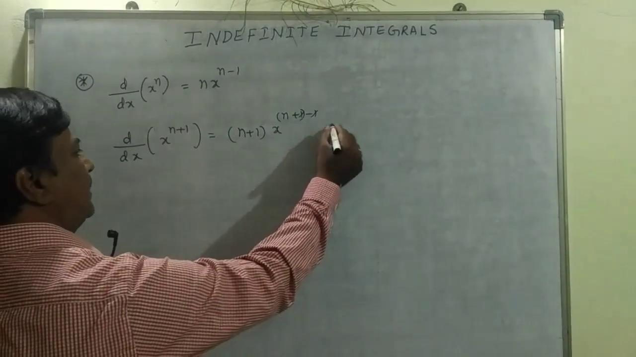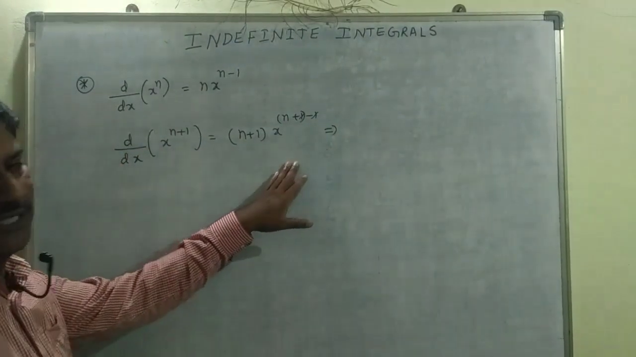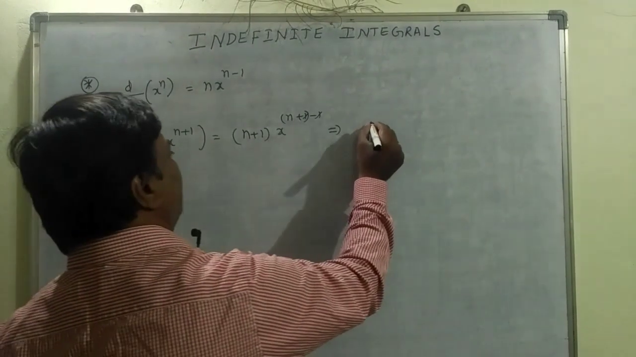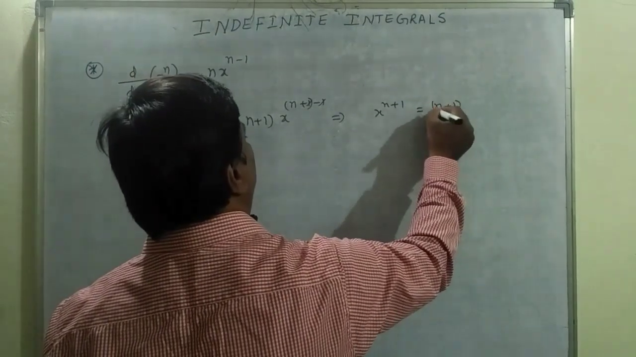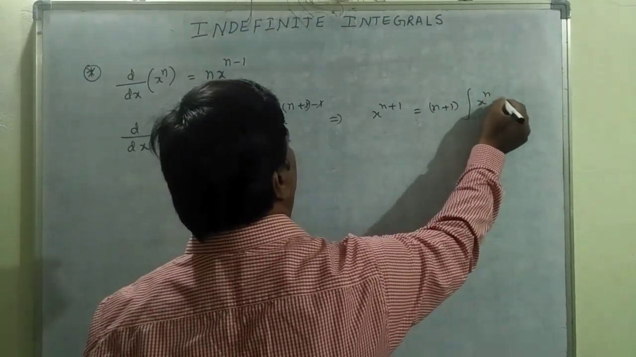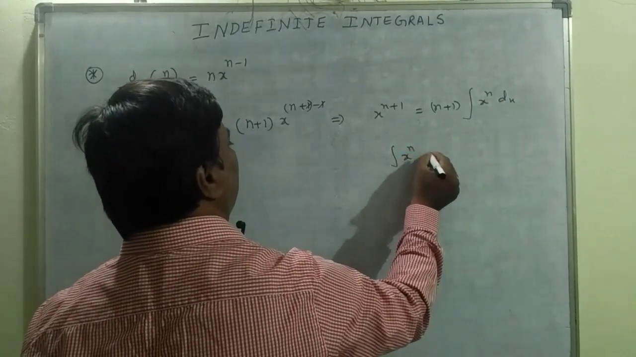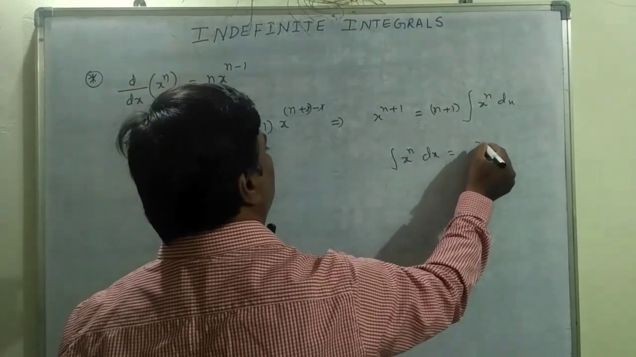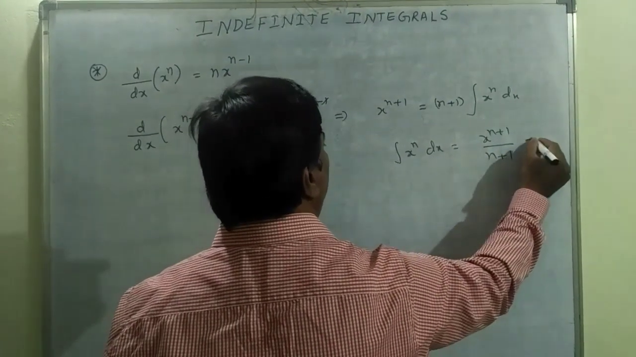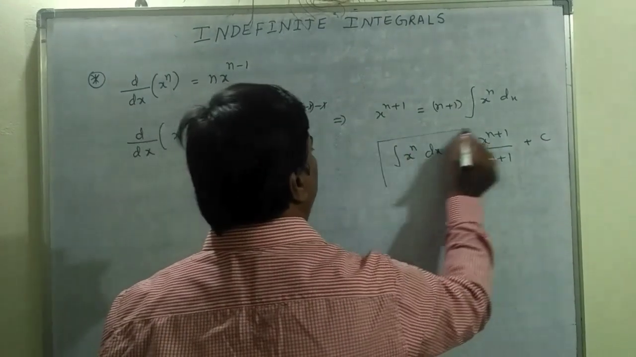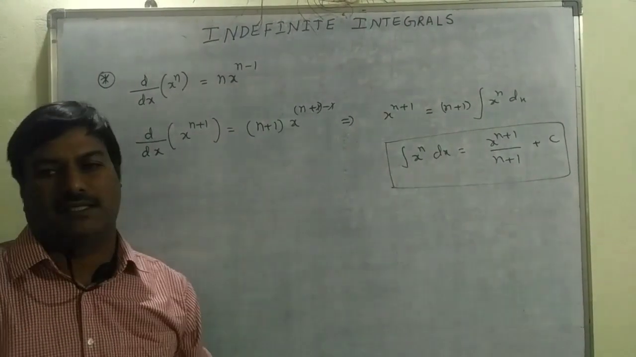Now from this, the derivative sent to the right side becomes integration. We get x to the power of n plus 1 is equal to n plus 1 into the integral of x to the power of n. That is, the integration of x to the power of n dx is equal to x to the power of n plus 1 divided by n plus 1. And generally, in integration, we consider the integral constant, that is, the arbitrary constant c.